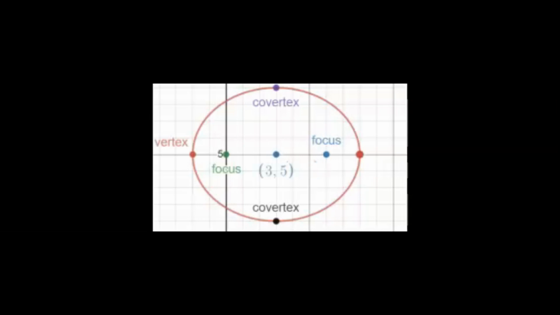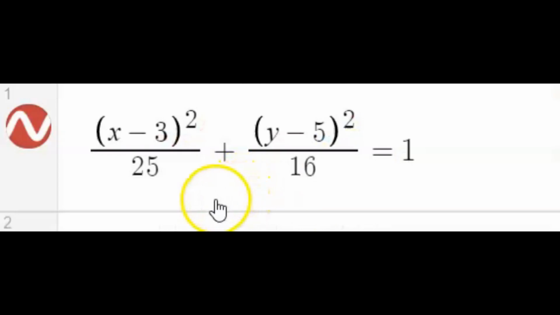Now let's see if we can figure out this vertex. That vertex is going to have a coordinate of 8, 5. And if we notice, that's exactly 1, 2, 3, 4, 5 units away. So there's a distance of 5 between this point and this point. Notice that if we took the equation, the square root of the larger denominator, the square root of 25, is 5. So that square root of the larger denominator is going to tell us how far we're going to go to get a vertex.